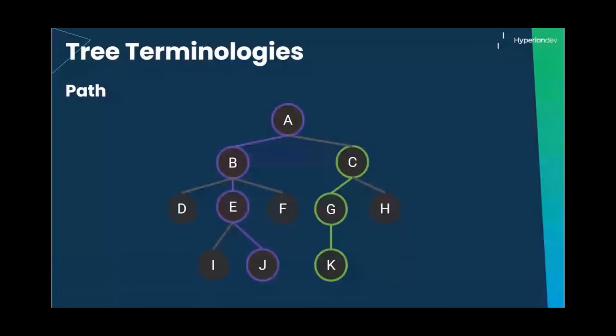Next, we have path, which is the sequence of nodes and edges from one node to another. The length of a path is the total number of nodes in that path. In this example, the path A, B, E, J has length 4.